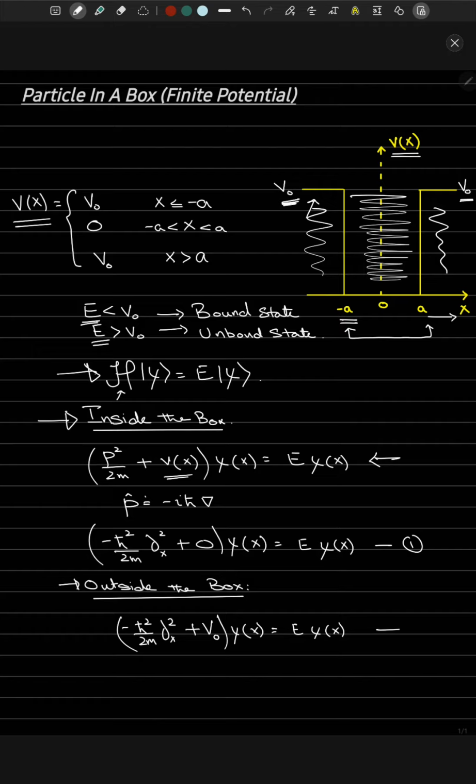Right. Now I'm just going to call this equation 2. Now from equation 1 and equation 2, if you rearrange it in a way that you can have the derivative on one side and everything else on the other side, what you will get is your equation 1 becomes partial x squared psi of x is equal to minus 2me over h cut square times psi of x. And this is basically your equation 1.